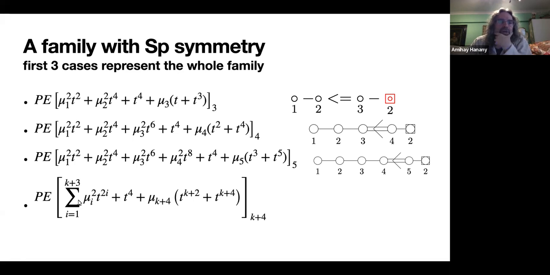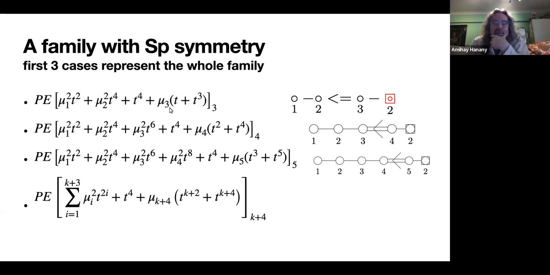Now, how do I compute the highest weight generating function here? I see that all of those nodes take part. So on the left-hand side of the arrow, I have all of those nodes appearing in squares, mu1 squared t squared, mu2 squared t to the fourth. And so I'll generalize it in this way and in this way. And this is a universal term, so I keep it.